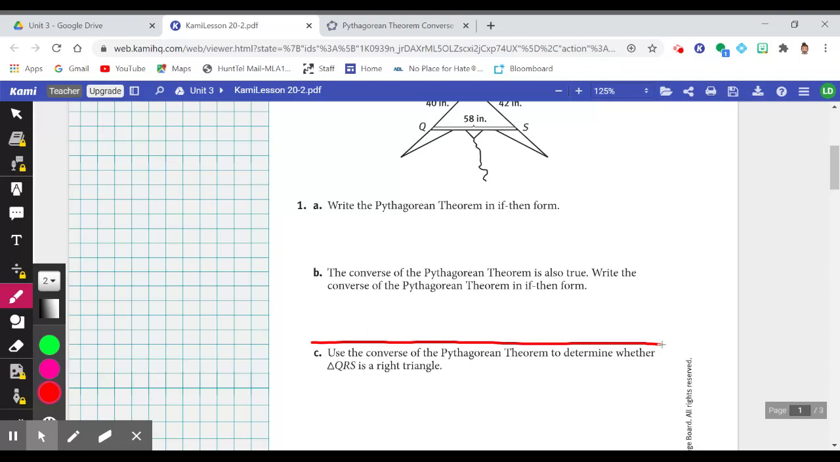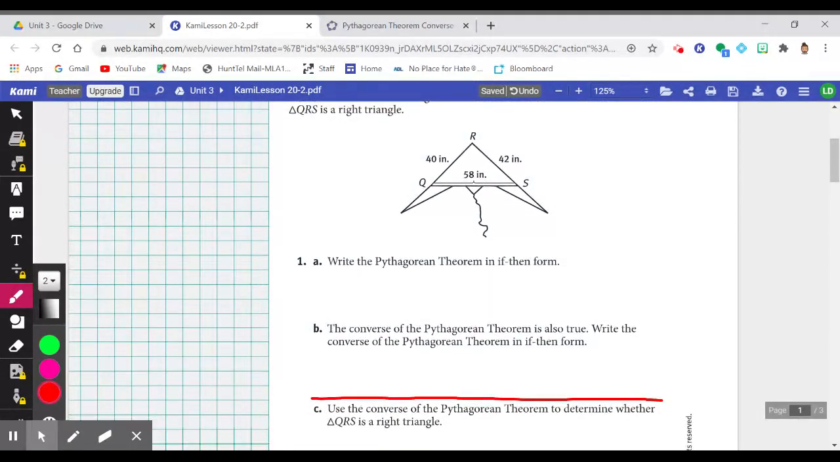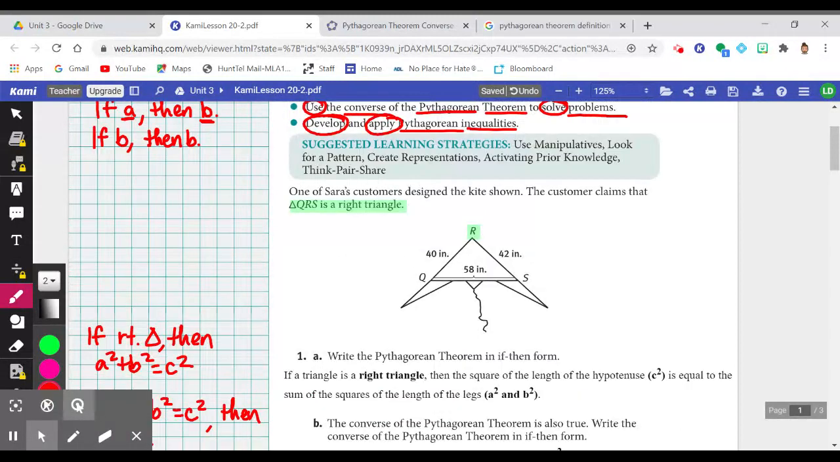So if you would take a moment to work on 1A and B before playing through the video. So one of Sarah's customers designed the kite. So we're still hanging out with the kite right here. So the customer claims that triangle QRS is a right triangle. Notice they did not actually indicate it was a right triangle by showing us typically a box, a little square, at that vertex to show it's a right triangle. So we don't know if it is.